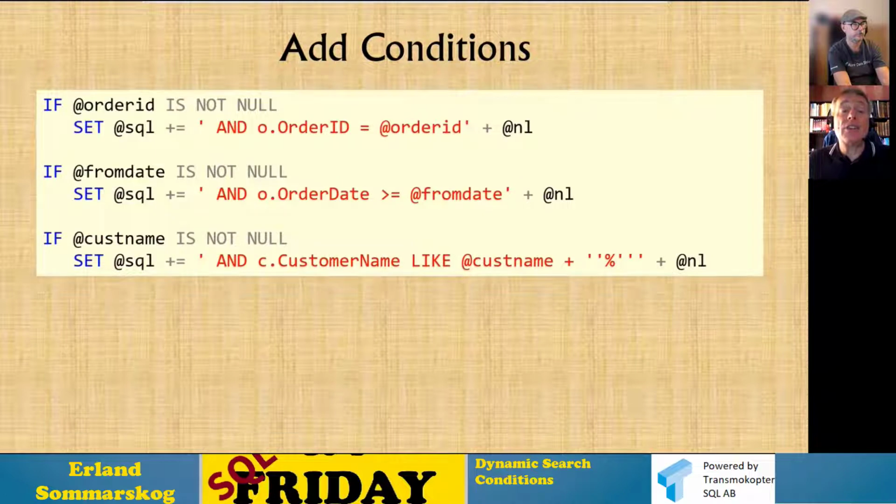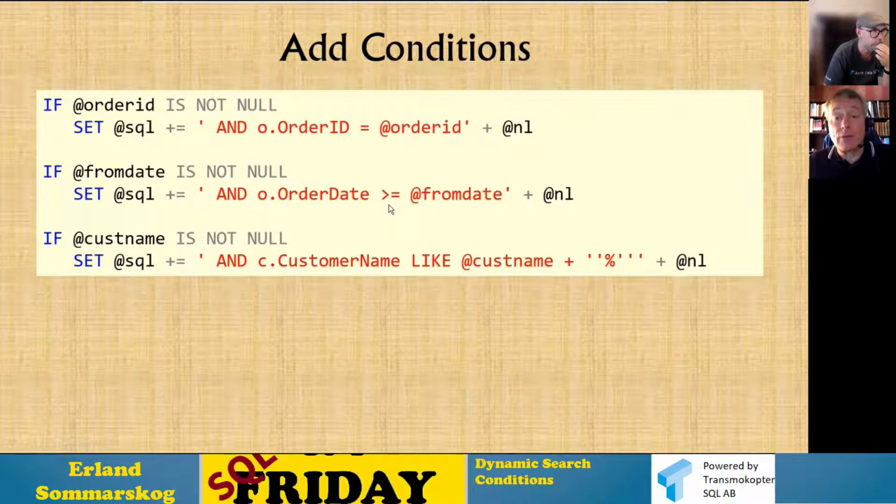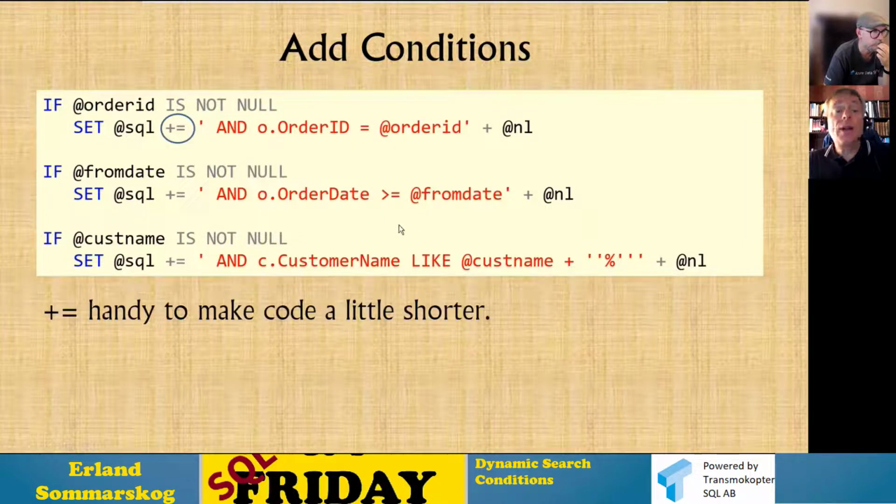So then we go on adding conditions. I'm just showing a few examples here. This is quite repetitive code. If @custid is not null, @sql += ' AND custid = ' + @custid + @nl, and so on. Then if @custname is not null, @sql += ' AND custname LIKE ''' + @custname + '%''' and so on. A few things to call out though. First of all, this operator += was added in SQL 2008. So if you are still on 2005, you can't use it, sorry, but then you need to upgrade anyway. But it makes the code a little shorter.